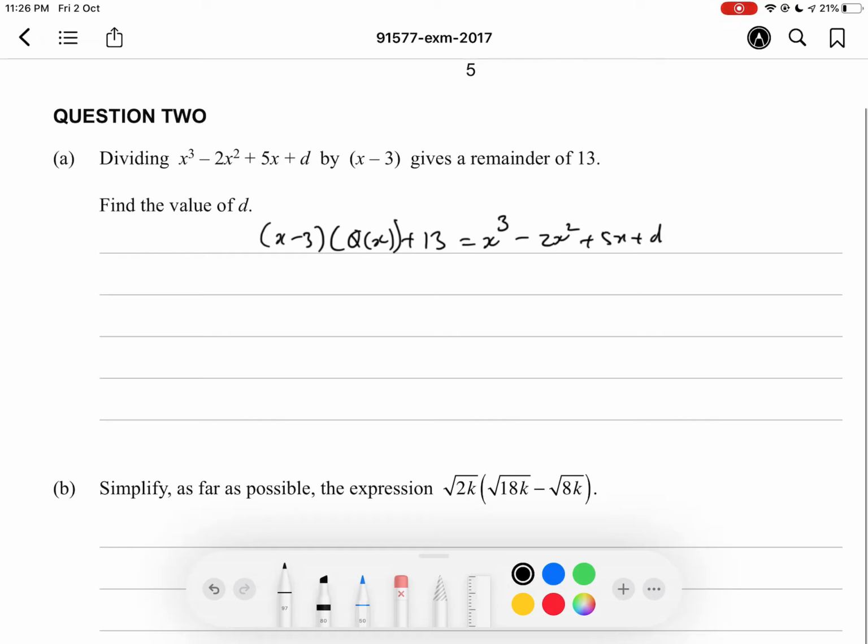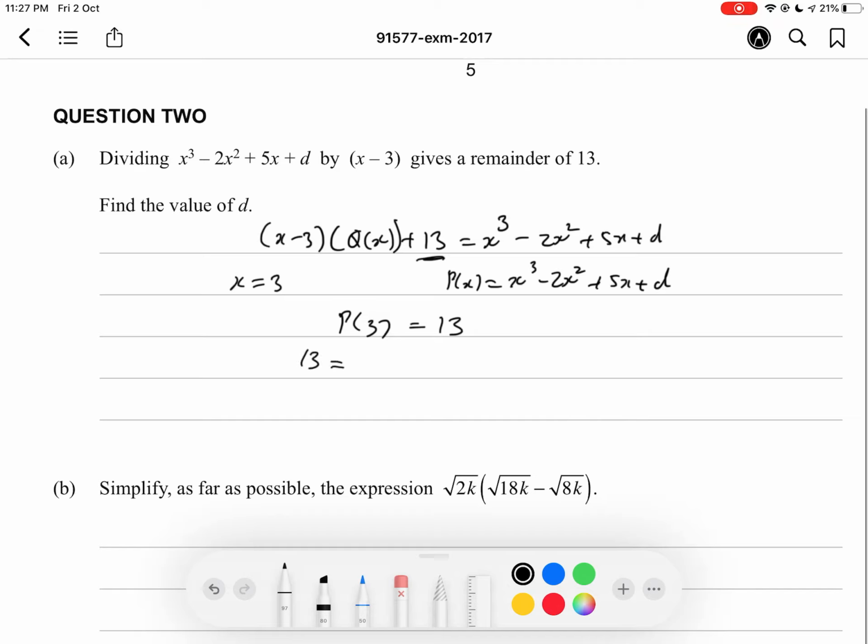So notice that if we put x equals 3 into this equation, then we'll get back to this remainder of 13. So therefore, if we say that p of x equals x cubed minus 2x squared plus 5x plus d, therefore p of 3 must be equal to 13. So in that case, we can just substitute and we can find out our d value.